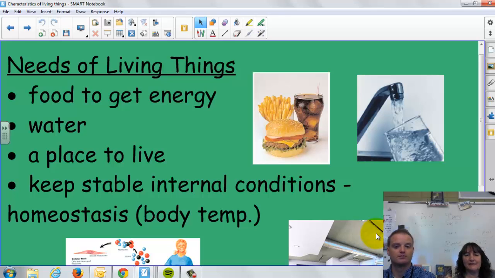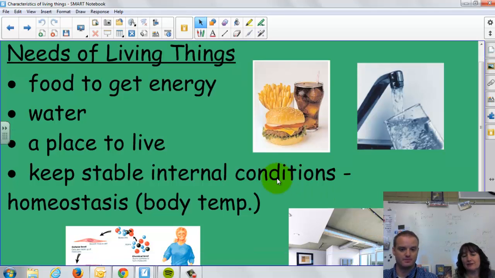The needs of living things: you have to have food to get your energy. You've got to have water because a lot of the chemical reactions that go on in your cells need water. You have to have a place to live. Then the big thing is keeping stable internal conditions, and that's called homeostasis. With mammals and birds that are warm-blooded, that's keeping the body temperature constant, that 98.6 or somewhere close to that. And reptiles need to be near a warm source, either the sun or, like your pets, they've got the heat rock or the heat lamp to help do that.